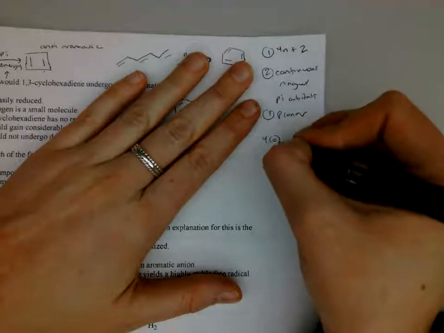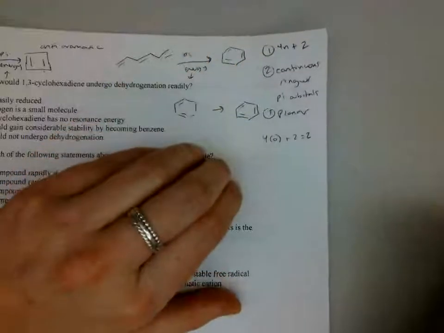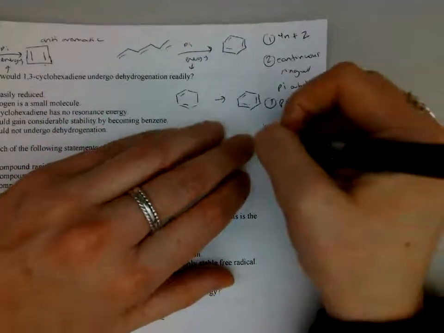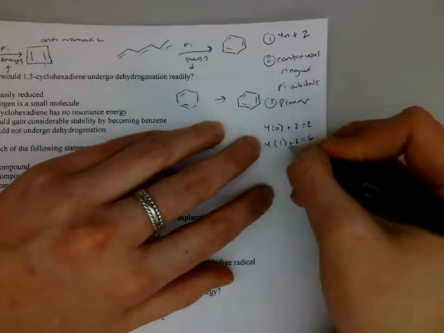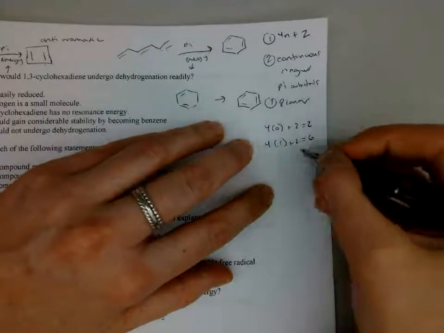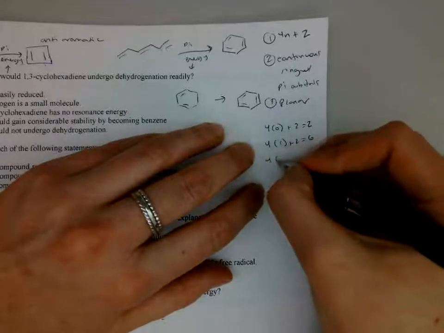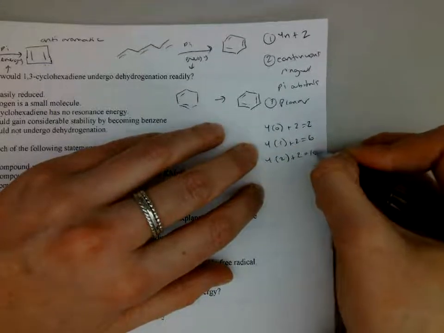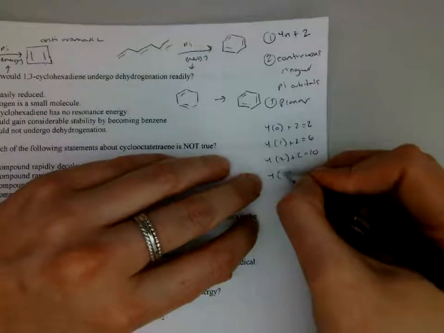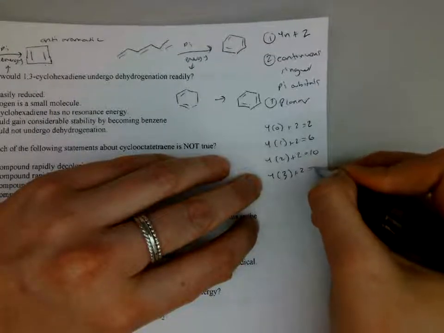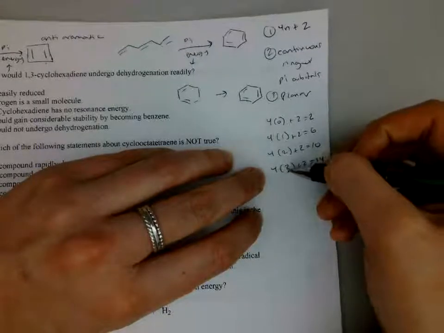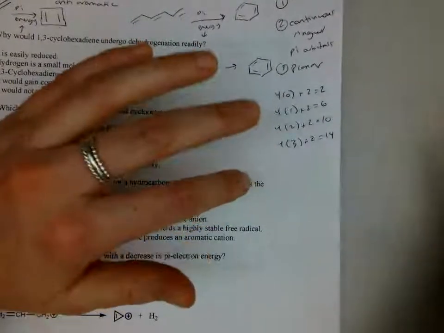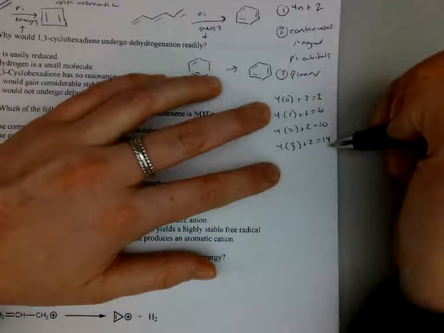So if n is 0, 4 times 0 plus 2 equals 2. If it has 2 pi electrons, that's good. If n is 1, 4 times 1 is 4, plus 2 is 6. If it has 6 pi electrons, we're good. If it has 10 pi electrons, we're good. If it has 14 pi electrons, we're good. So basically, if 4n plus 2 could give you that number by plugging in any number for n, then we're good.